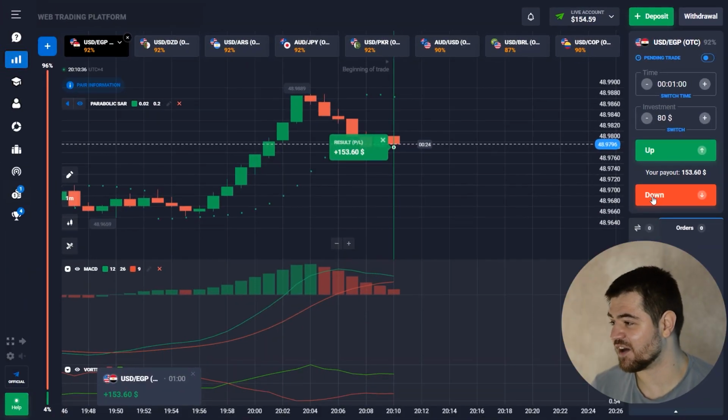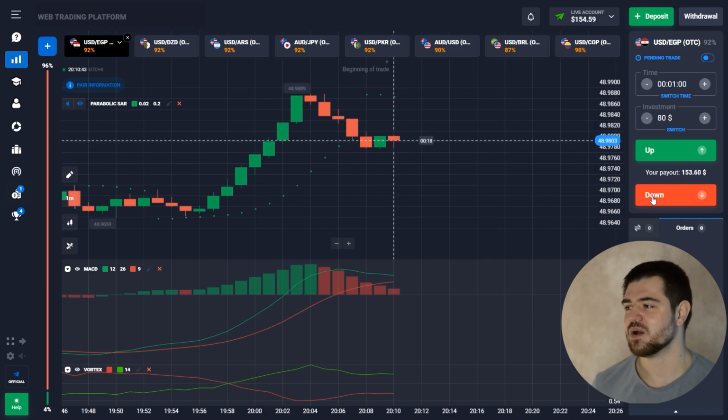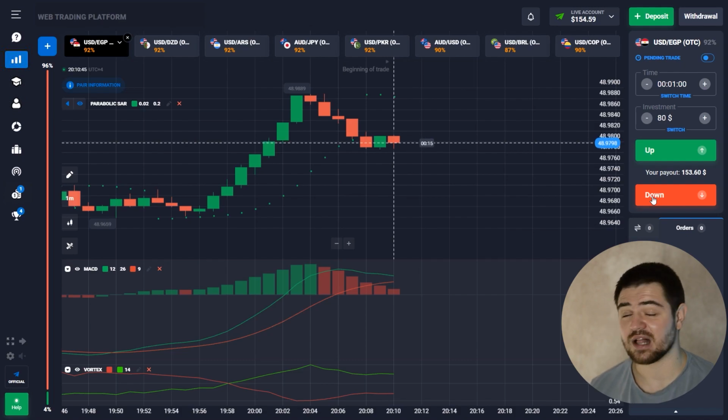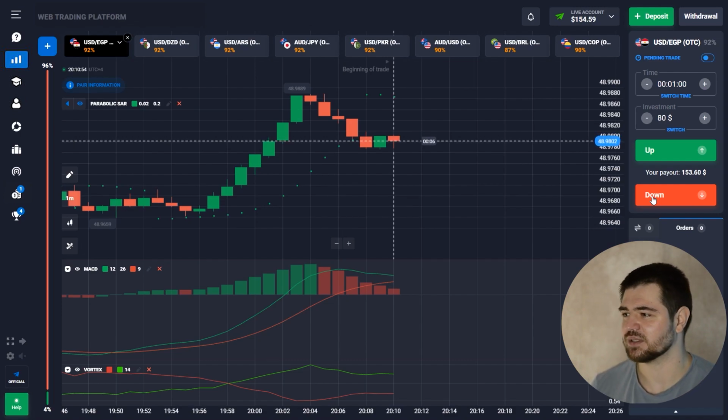And here is our profit, and you can see now that it's something more substantial, $154, and we're going to use that again, the entirety of the balance. We're going to use it in our next option.